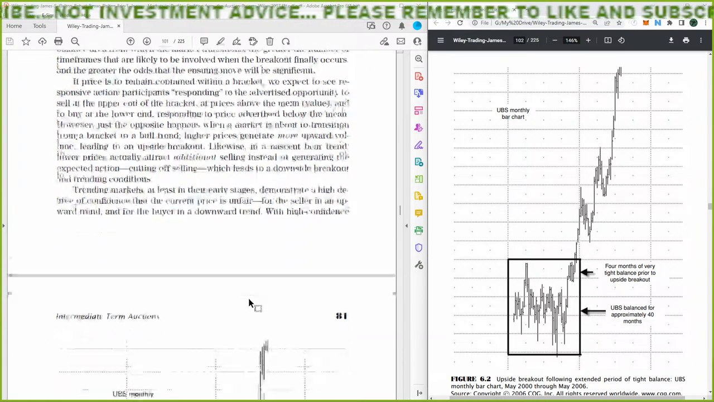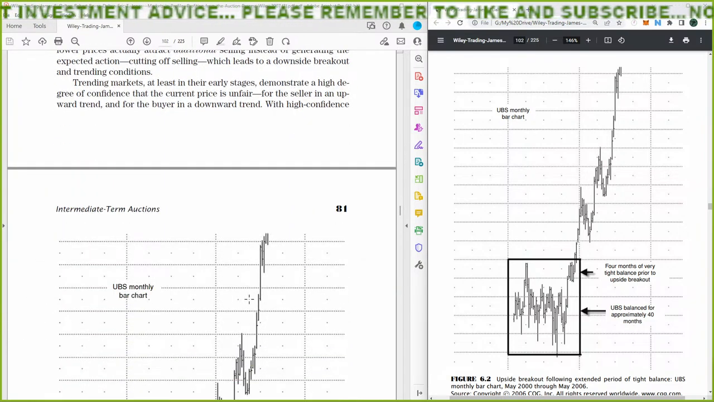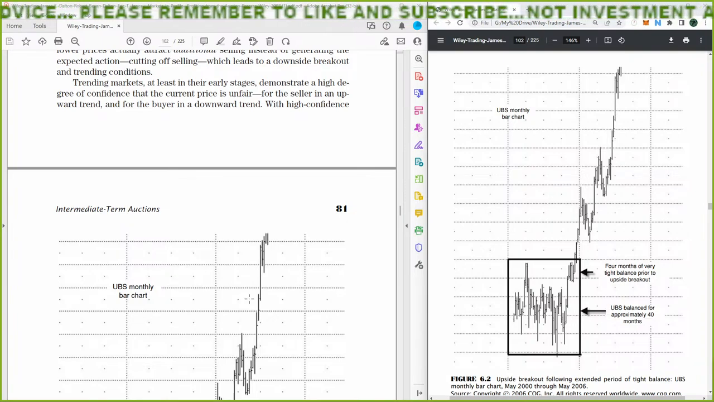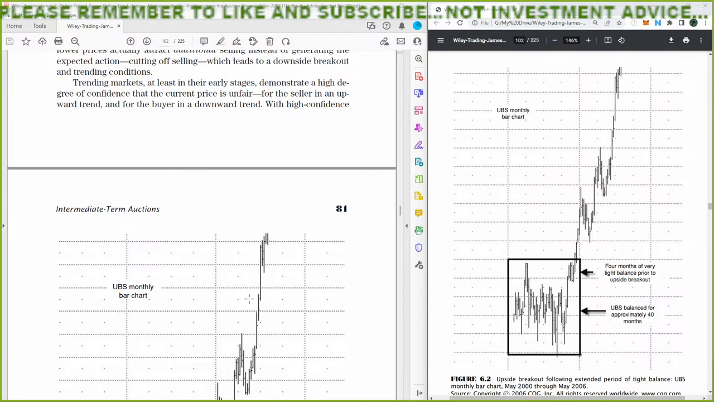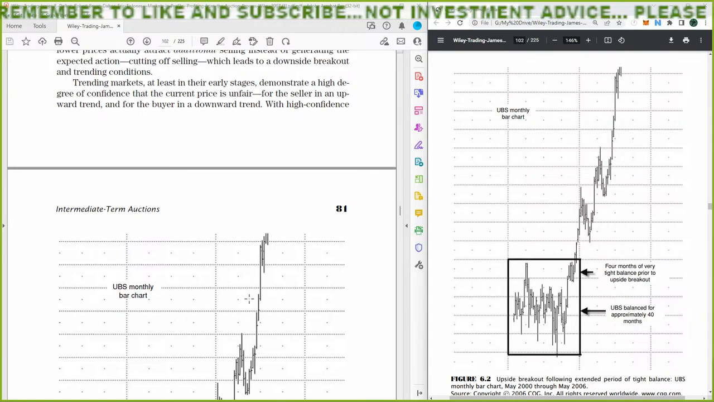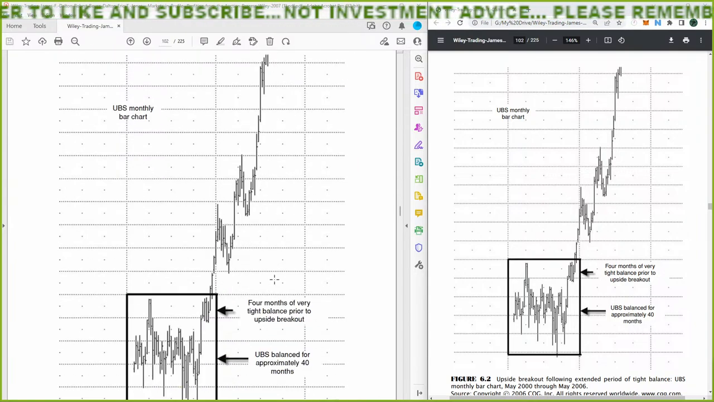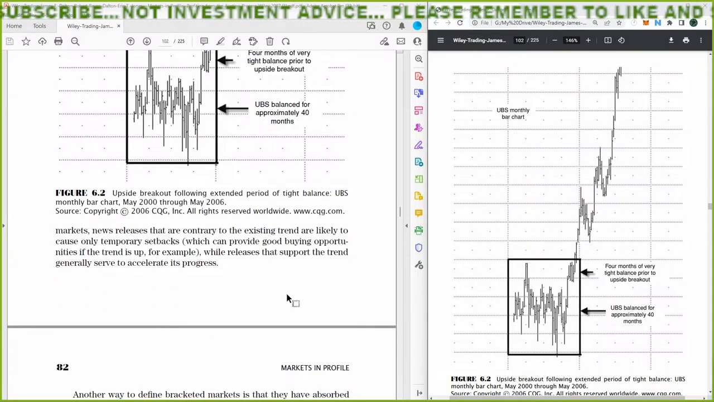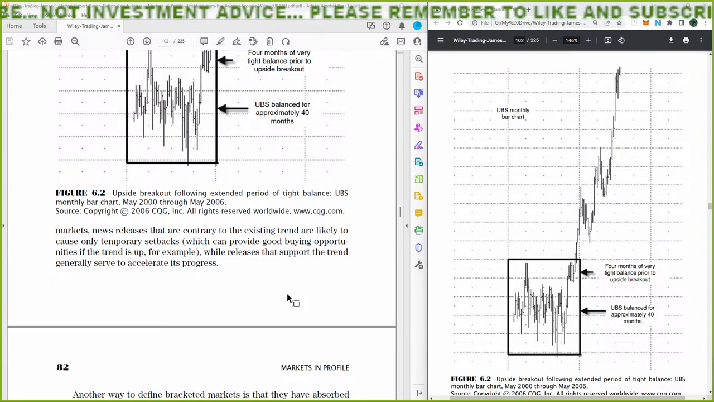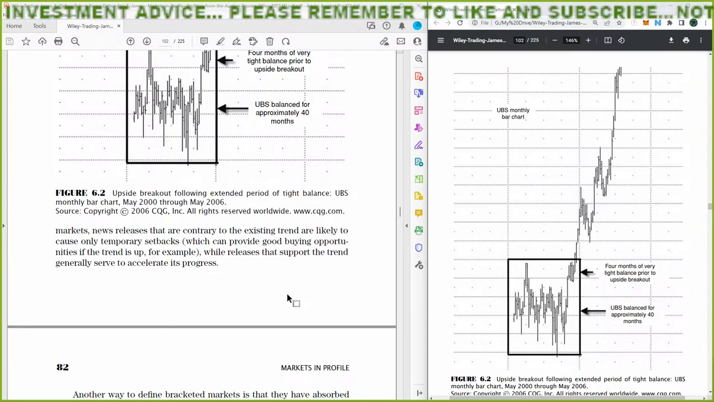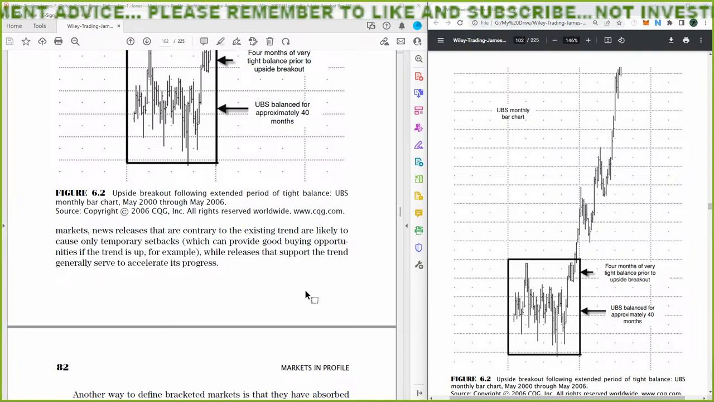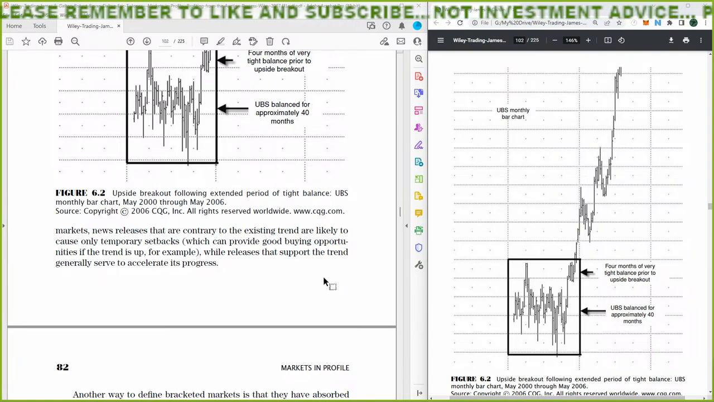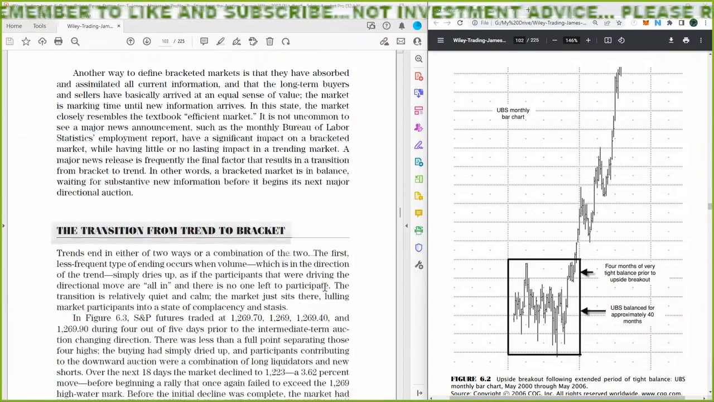Trending markets, at least in their early stages, demonstrate a high degree of confidence that the current price is unfair, for the seller in an uptrend and for the buyer in a downtrend. With high confidence markets, news releases that are contrary to the existing trend are likely to cause only temporary setbacks, which can provide good buying opportunities if the trend is up, for example, while releases that support the trend generally serve to accelerate its progress.